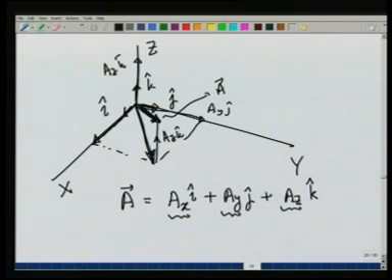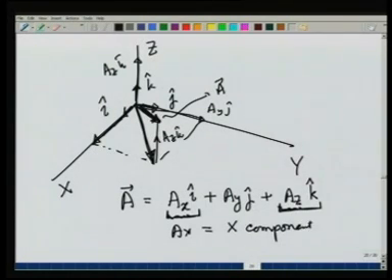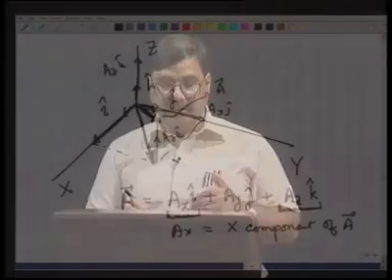So, now the meaning is quite clear. When I write A equals a_x i plus a_y j plus a_z k, I am writing a vector a_x times i pointing in x direction, a vector a_y times j of magnitude a_y pointing in y direction, and a vector of magnitude a_z pointing in k direction, and adding them all up, and that is the vector A. a_x is called the x component of A, and a_y the y component, a_z the z component.